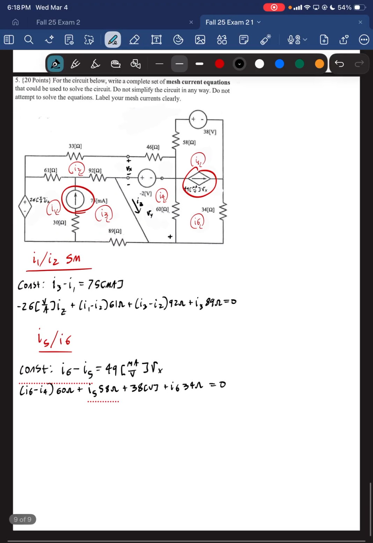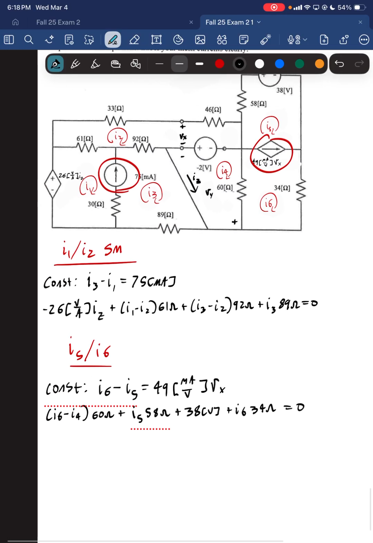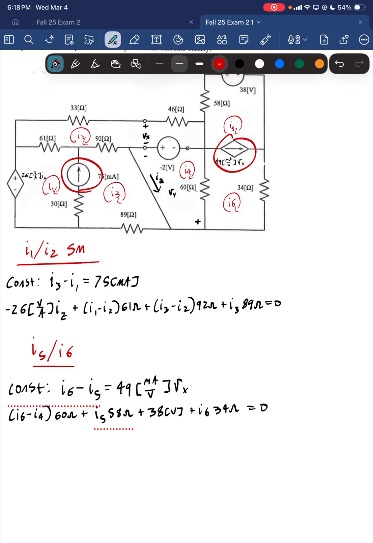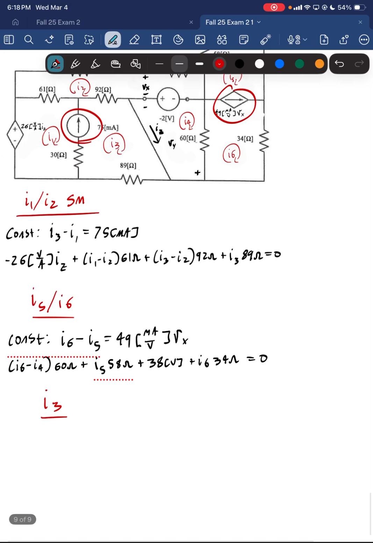Okay. So we have 4 equations, but we have 6 meshes, so we're going to need 2 more. And naturally, those are going to be for the last 2 mesh currents that we don't have an equation for, I3 and I4.